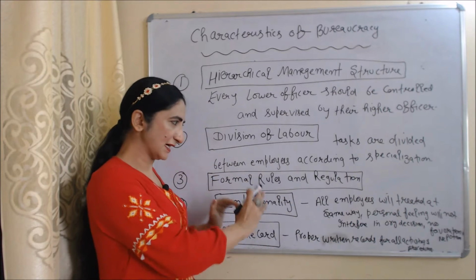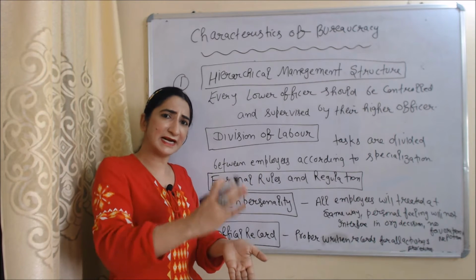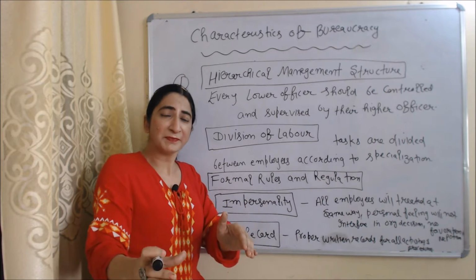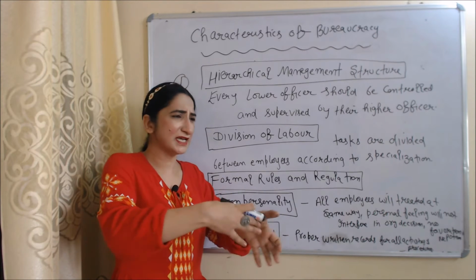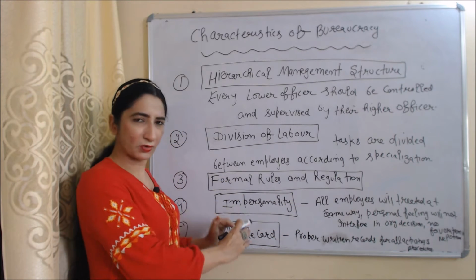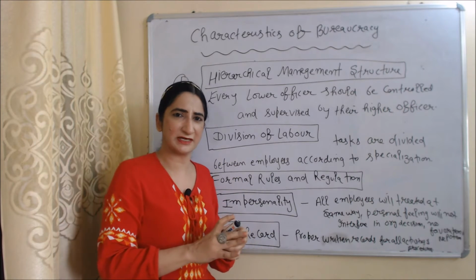Next is impersonality. Impersonality means all employees will be treated at same way, and personal feeling will not interfere in organization decision, means there is no favoritism or nepotism. Last is official record. There should be proper written record of all activities or procedures.